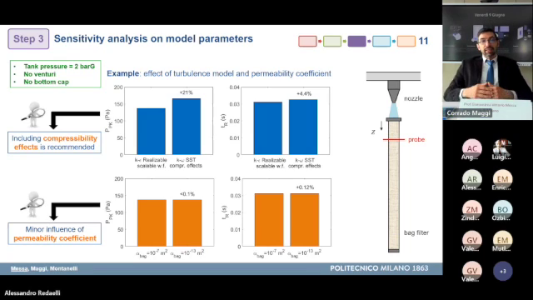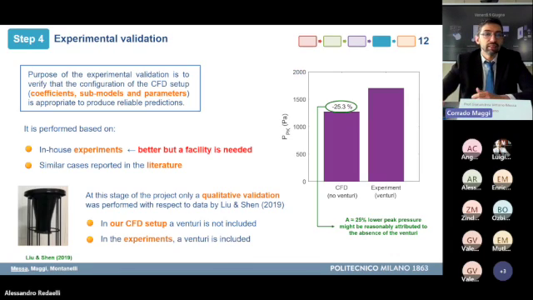Then, step number 4 is the experimental validation. Basically, the purpose of the experimental data is to verify by comparison with experimental data that the configuration of the CFD setup, and especially all the modeling features, is suitable to obtain predictions in line with some experimental evidence. This is essential for any CFD simulation.